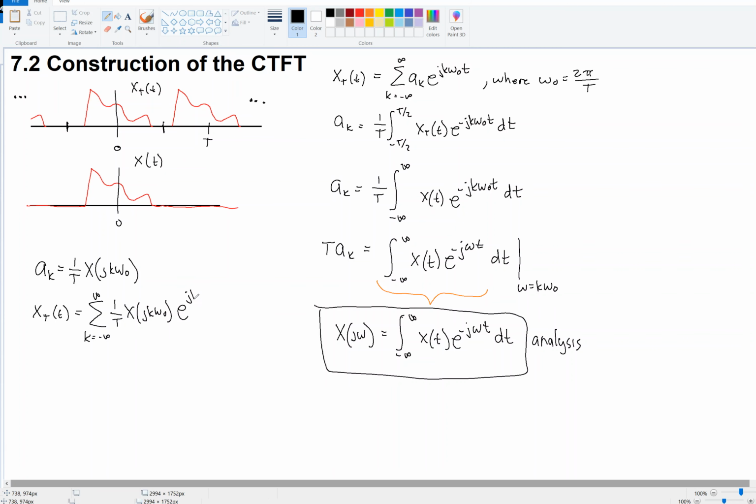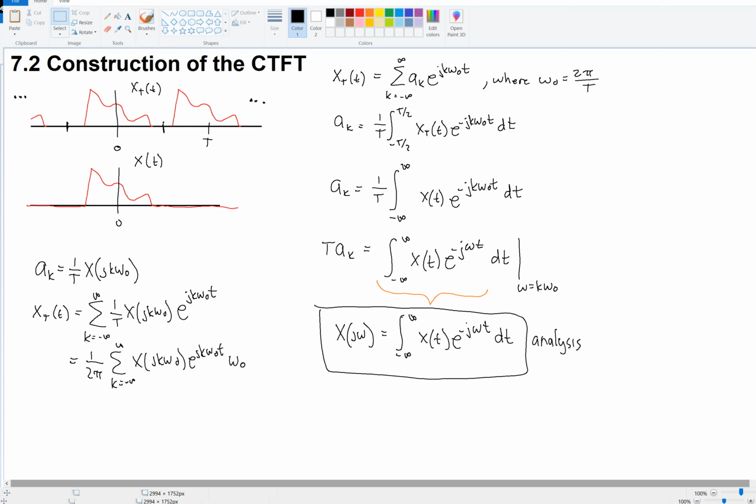Then e to the j k omega 0 t, like this. And remember that T is 2 pi over omega 0. So I'll bring out the 1 over 2 pi there, and we'll write this as x of j k omega 0 e to the j k omega 0 t, and then I need an omega 0, right? Because T was 2 pi over omega 0, so 1 over T is omega 0 over 2 pi.